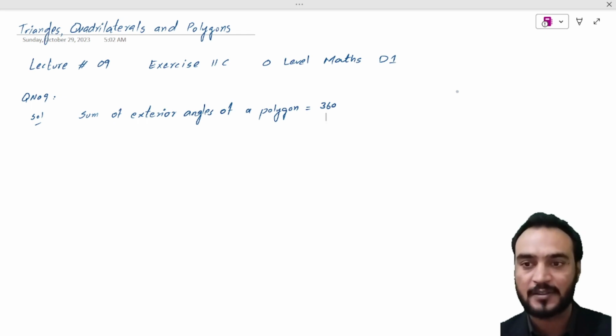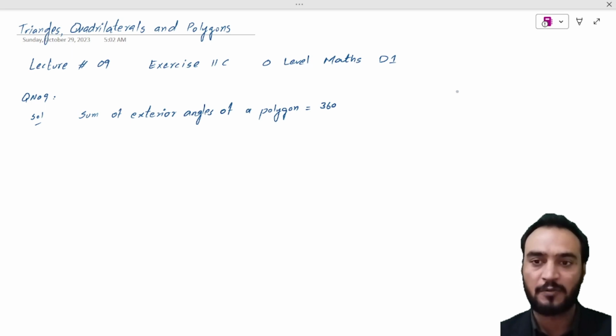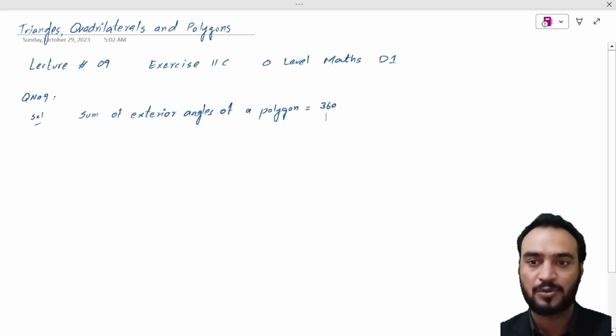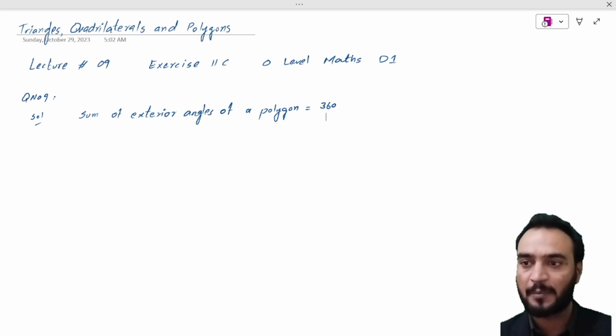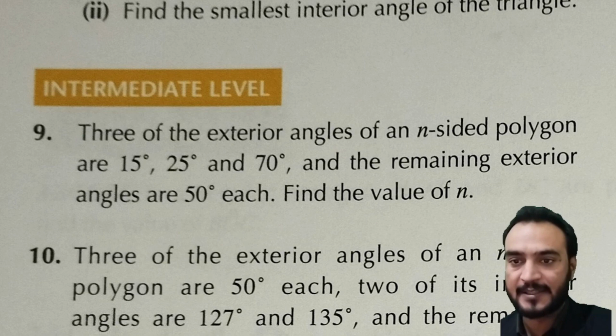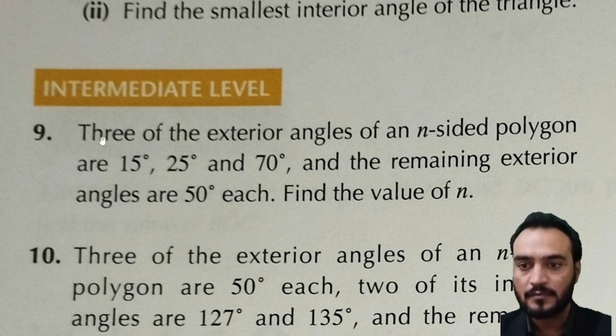Quadrilaterals and polygons. This is exercise 11C. In the previous lecture, lecture number 8, I delivered and solved problems from question number 1 to question number 8 of this exercise. This is O-level maths, D1 mathematics, and today I am going to solve question number 9 and onward. And question number 9 is this one.